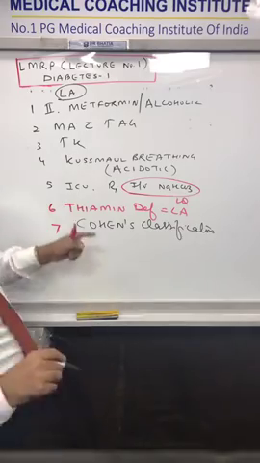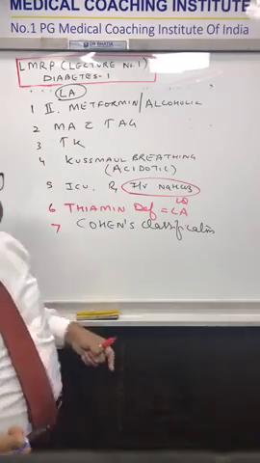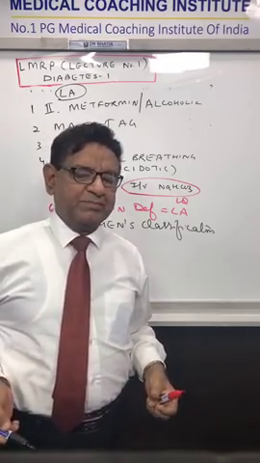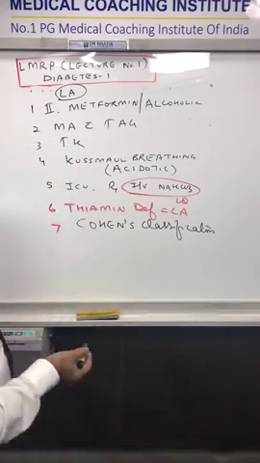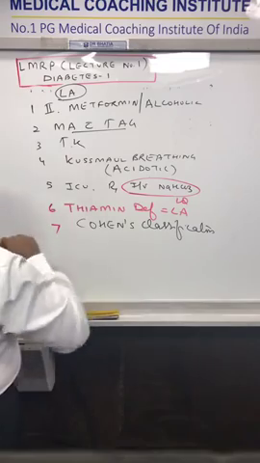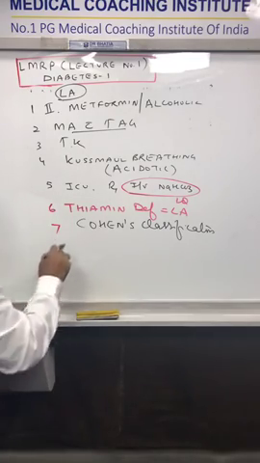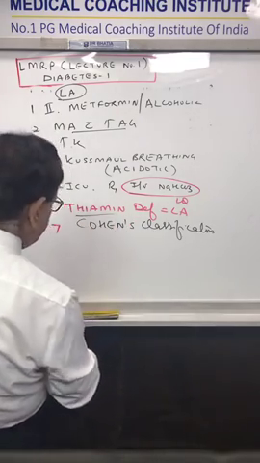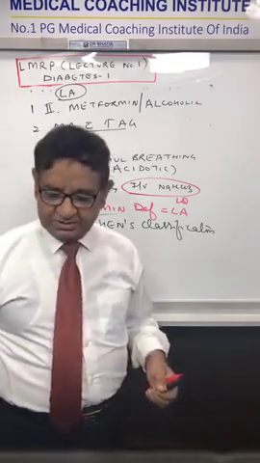As I told you, it is more common in type 2 diabetic patients, especially those on metformin, or alcoholic patients. Metabolic acidosis with increased anion gap, hyperkalemia, small breathing, thiamine deficiency, and Cohen's classification.